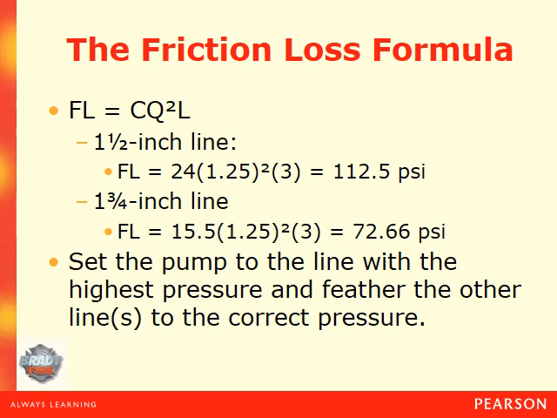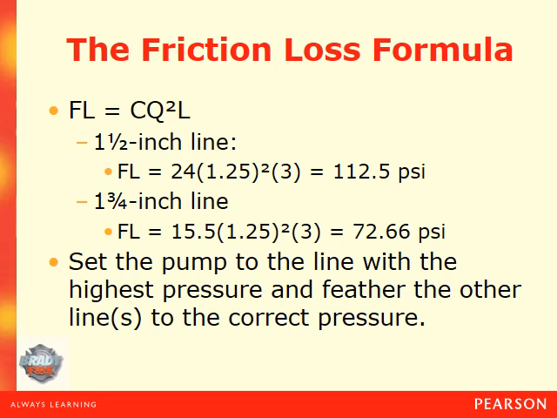So again, our friction loss is the coefficient times GPM divided by 100 squared times length of hose divided by 100. Getting our coefficient from our chart, our friction loss for the 1.5 inch line, again, is 24. Our gallons per minute is going to be 1.25, and our length of hose is going to be 3. Multiply it all out, and your friction loss for that line is 112.5 psi.